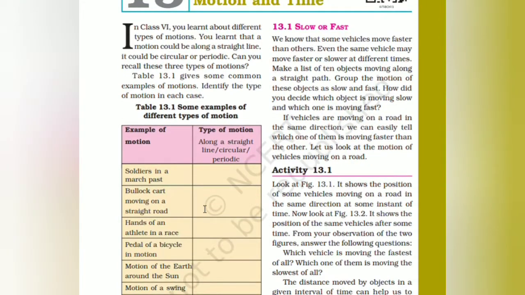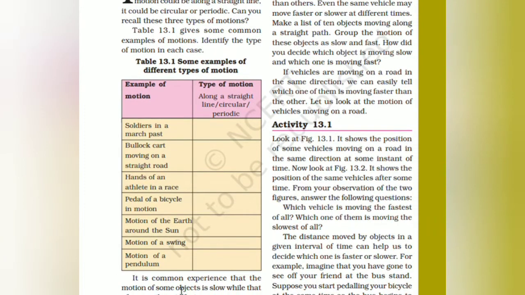Identify the types of motions. The soldiers in a march past, that is in a straight line. A bullock cart is also straight. A straight or circular curve will be there. The pedal of a bicycle, that movement is circular. The motion of the earth is also circular. The motion of a swing is also circular, and that of the pendulum is found to be circular.